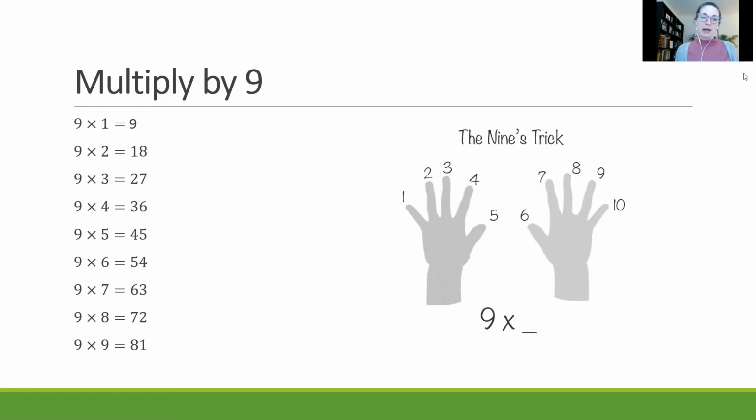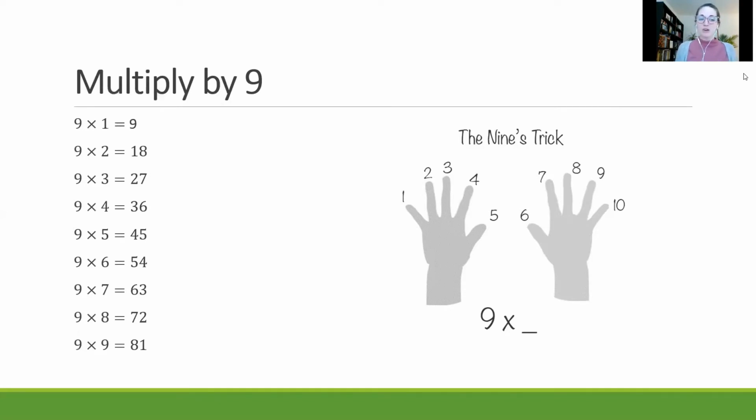If you're multiplying by 9, one thing to remember is that the answer that you get, if you were to take apart the two numbers, they would add up to 9. So look at this. 9 times 2 is 18, and 18 is a 1 and an 8, which together add up to 9. 9 times 3 is 27, which is a 2 and a 7. Put those together, they add up to 9. Same thing with 36, 45. 3 plus 6 is 9, 4 plus 5 is 9, and so on.